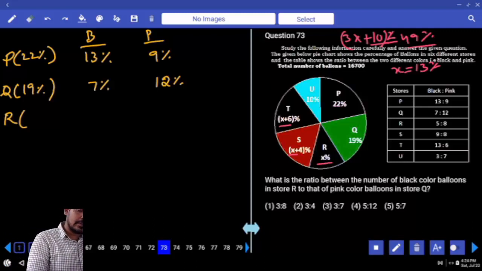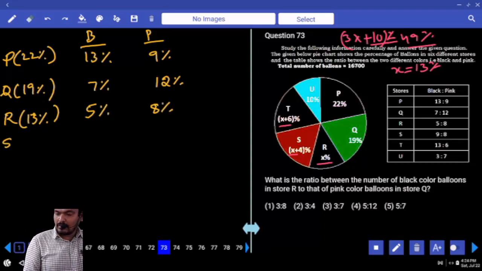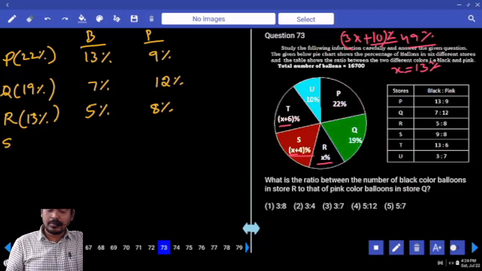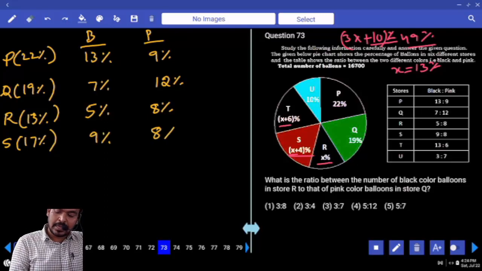R is how much percent? 13%. That is split into which ratio? 5:8. One will be 5%, another one is 8%. In S, what is the ratio? x plus 4 means 17%. 17%, what is the ratio? 9:8. One will be 9%, another one is 8%.